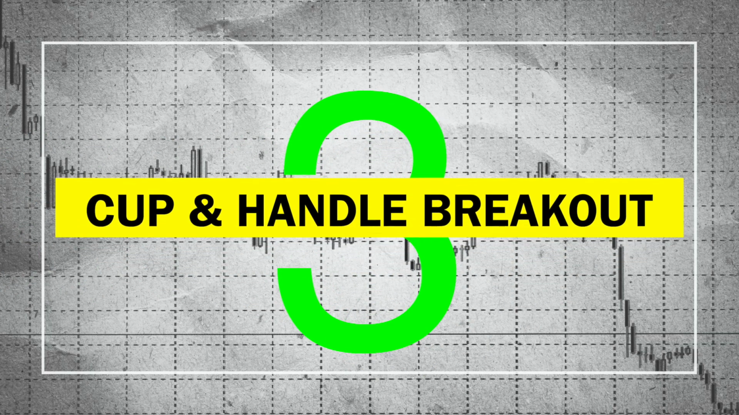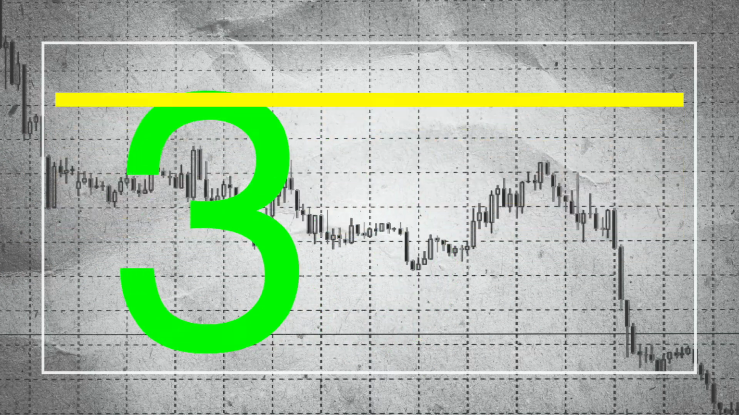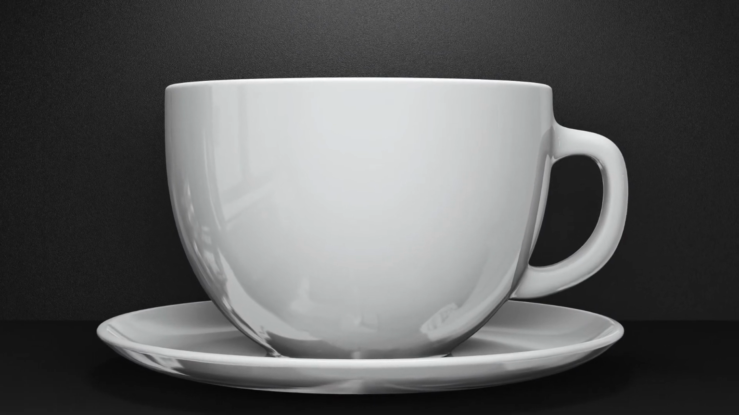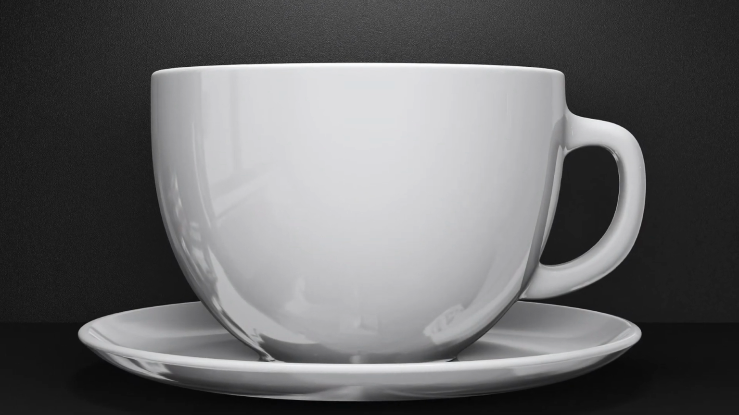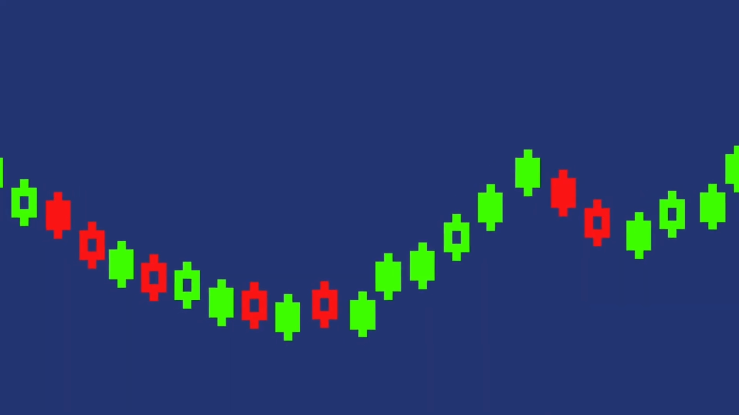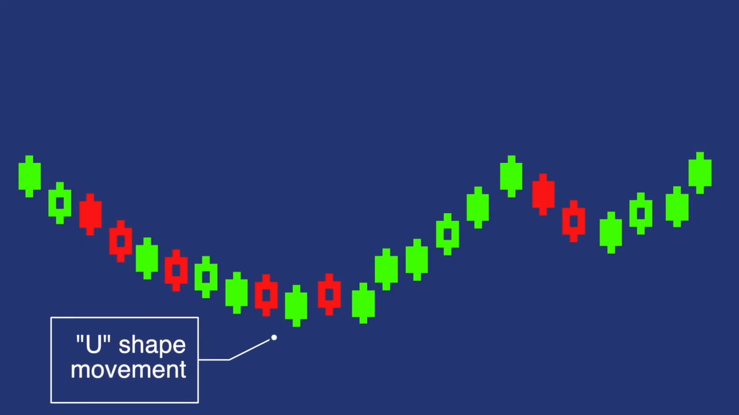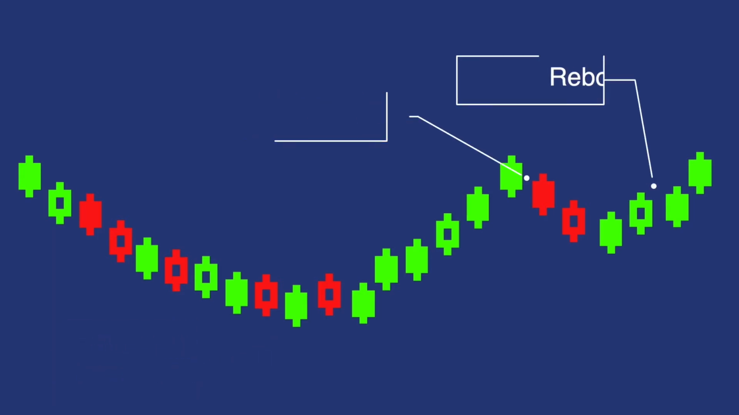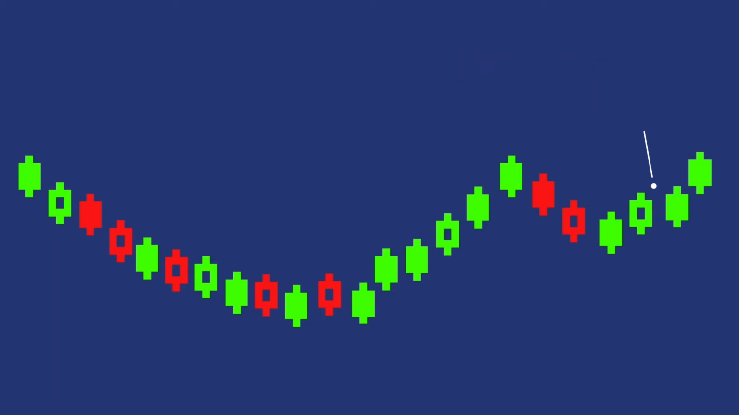Number 3. Cup and Handle Breakout. Similar to the bowl breakout, this trick will require a cup and handle shape formation in the price chart. The difference between the two breakout tricks is that cup and handle would first have a longer period of U-shaped movement, forming the cup shape, and then it would experience a relatively short period of pullback, which could be recovered very soon by a rebound, which is the handle shape.